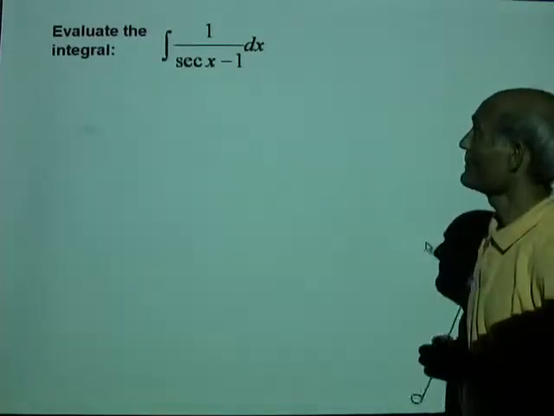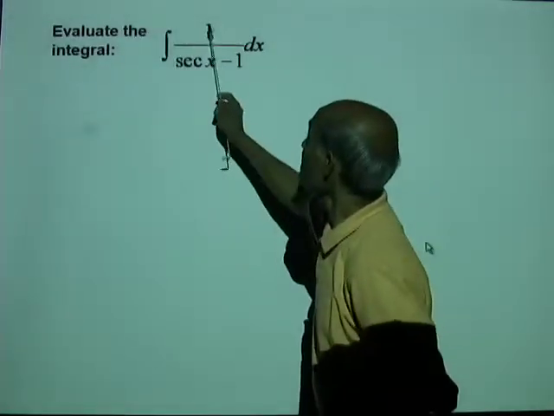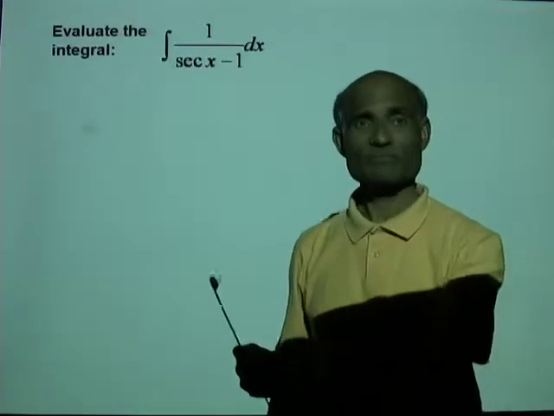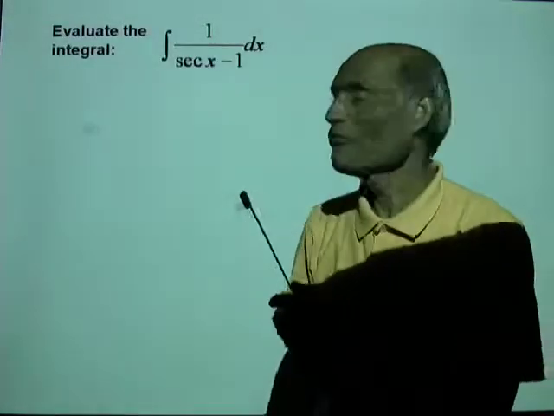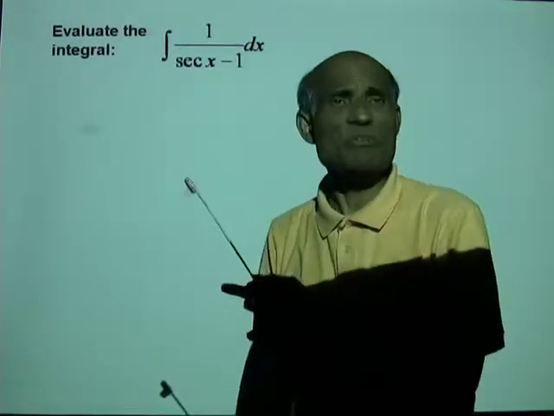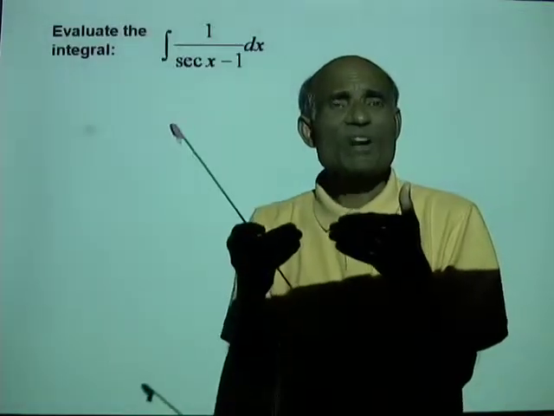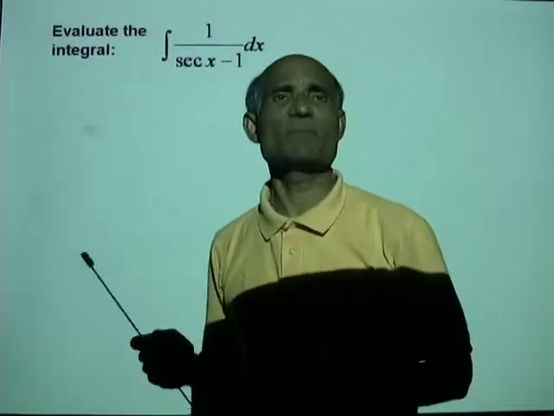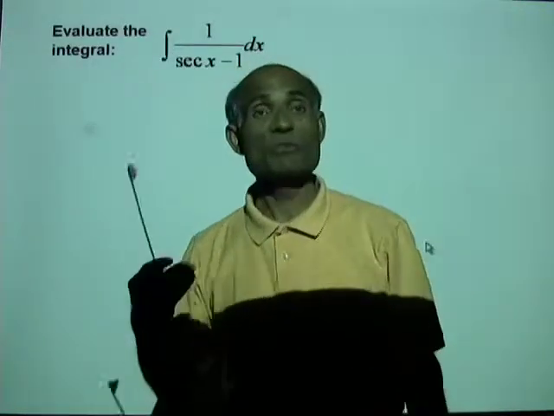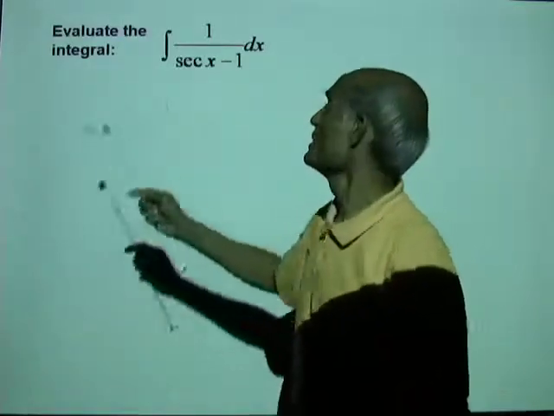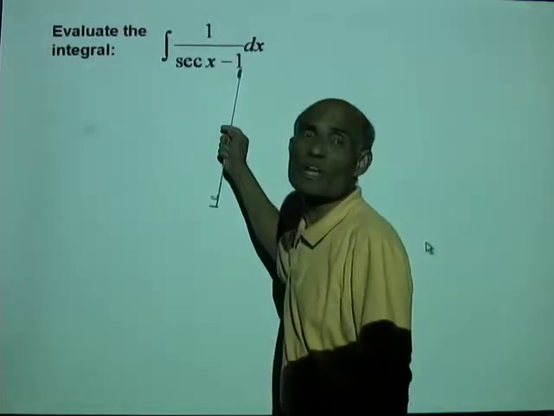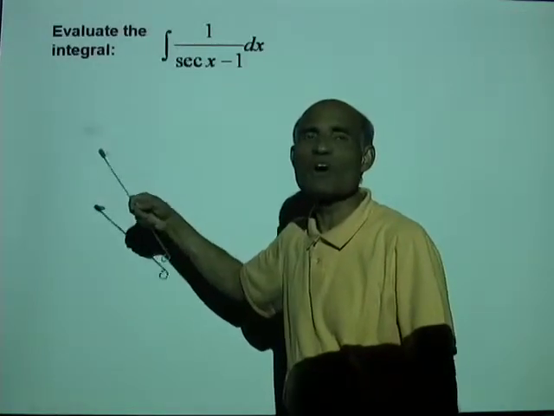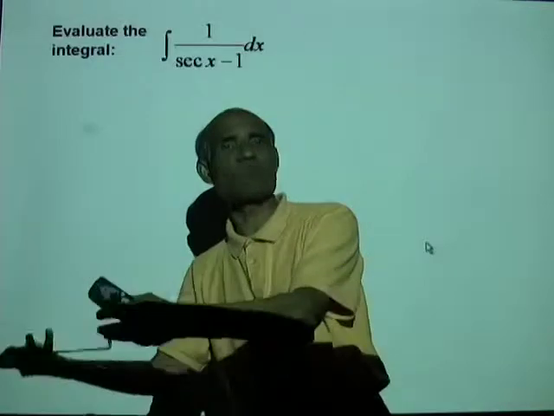All right, another one. Evaluate the integral of 1 over secant x minus 1. This is again a form that is rather difficult because we cannot really find any integration formula we learned which will fit in here. So what we try to do is some manipulation. We have a secant x minus 1 on the denominator. So why don't we try multiplying the numerator and denominator by secant x plus 1.